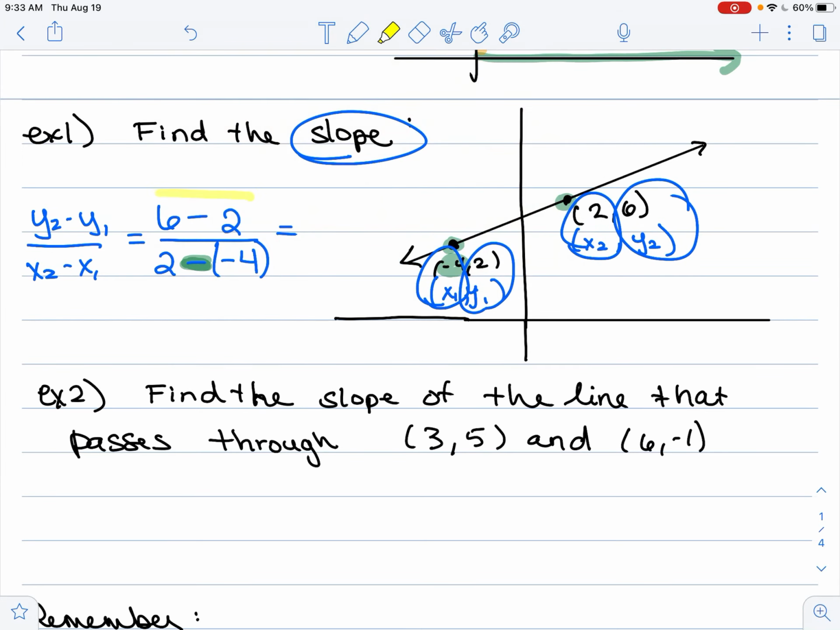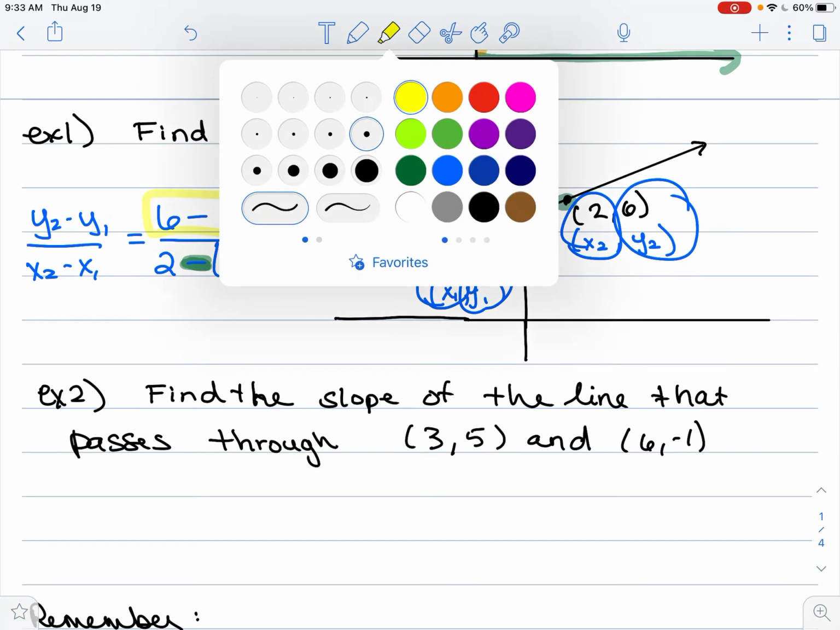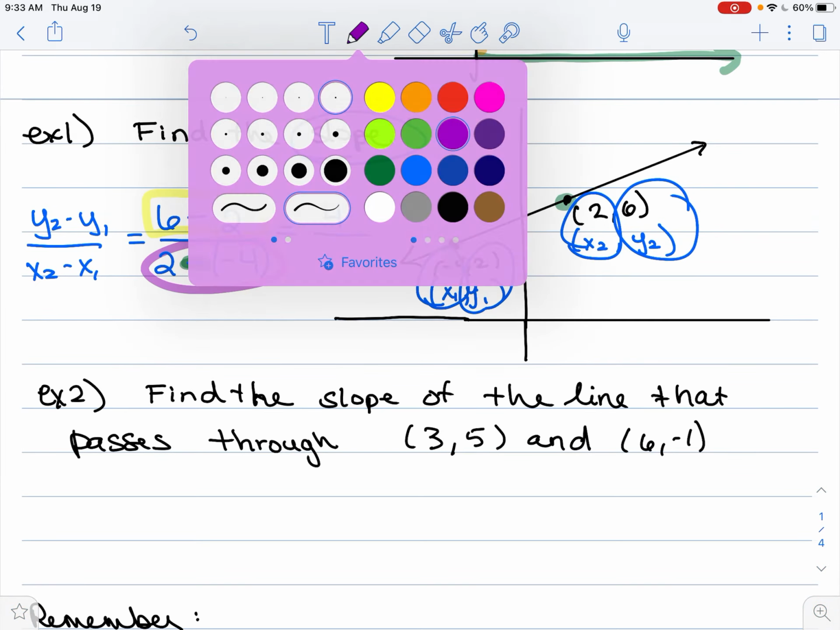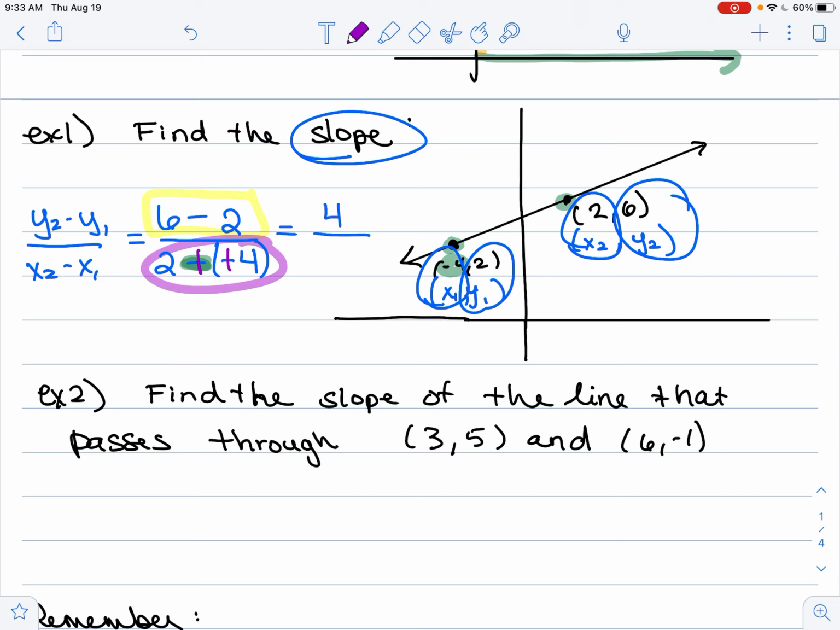So let's do the top. 6 minus 2 is 4 on the top. And then 2 minus negative 4. Remember, minus and negative we can change to add the opposite. 2 plus 4 is 6. That's 4 over 6. We can reduce it. 4 divided by 2 is 2. 6 divided by 2 is 3. So our slope is 2/3, and notice that's a positive slope, which means it goes up and to the right.